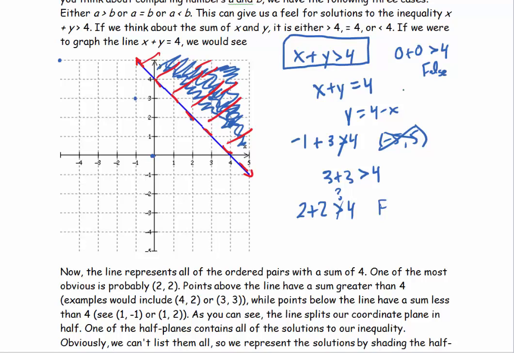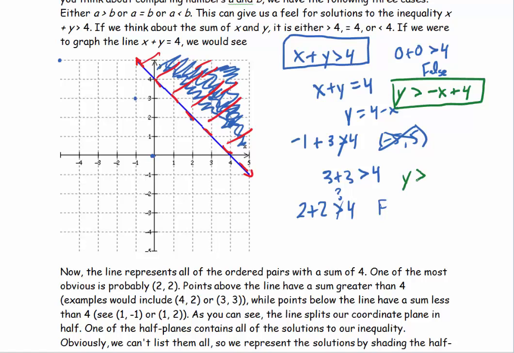If we were to take this inequality and solve for y, subtract x on both sides, we would have y greater than negative x plus 4. Now, do remember when solving, if you divide or multiply by a negative number, you'll have to reverse the inequality symbol. Once we have y by itself isolated, we can use this generalization.